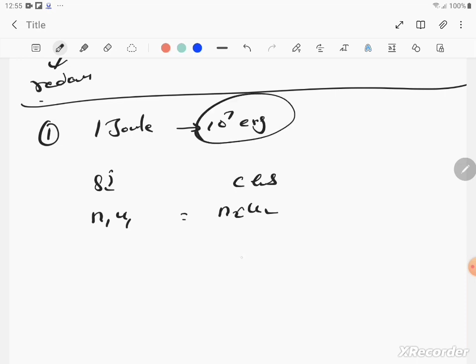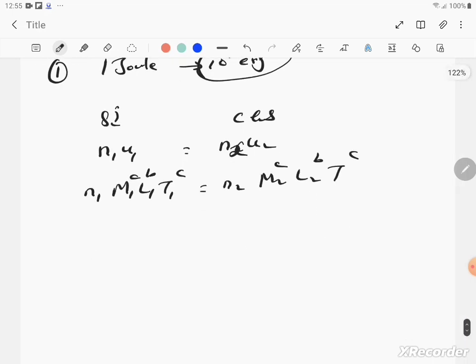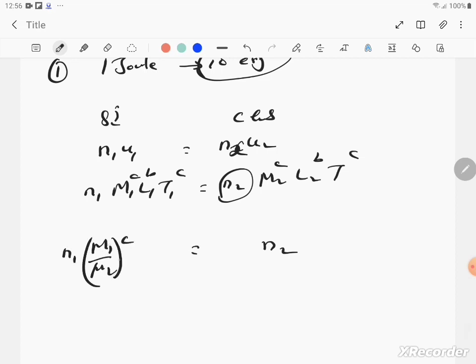Then you write N1 M1 L1 T1 to the power a, b, c is equal to N2 M2 L2 T2 to the power a, b, c. So you want to get the answer in terms of CGS, so write N2 is equal to N1 into M1 by M2 to the power a, L1 by L2 to the power b, T1 by T2 to the power c.